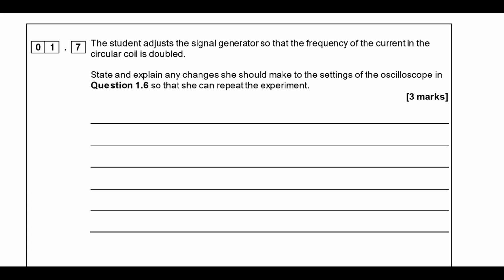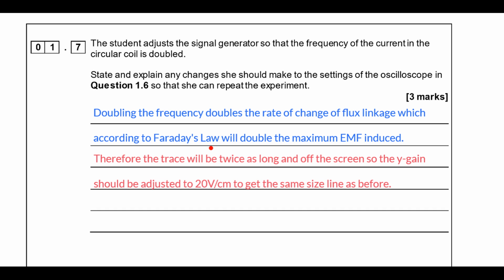So the change we're going to have to make is to double the setting on the Y axis. So if it was 10 millivolts per centimeter, we're now going to have to make it 20 millivolts per centimeter because the line is going to be twice as long. Okay, so that's what we've got there, and you see I've linked in Faraday's law to actually explain what's going on, because it wanted us to state and explain the changes we would make, and the change you make is to the Y gain, so you're doubling the Y gain.